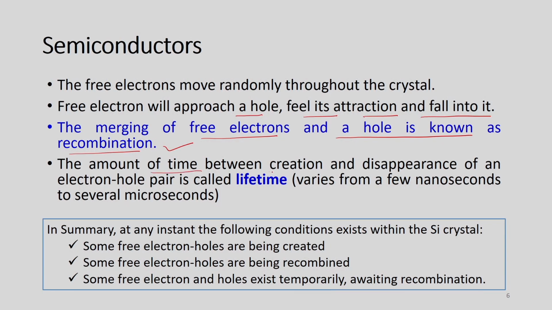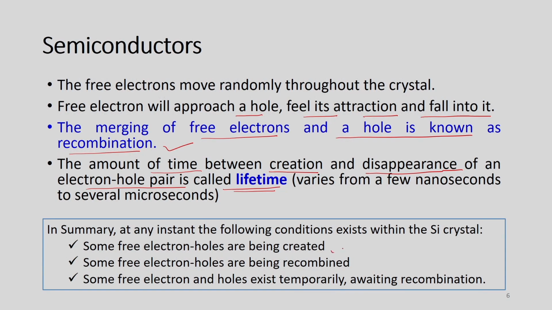The amount of time between the creation and disappearance of an electron-hole pair is called lifetime, and this lifetime varies from a few nanoseconds to several microseconds. So, in summary, what happens when we supply potential to this crystal? Some free electron-hole pairs are being created, some are being recombined, and some exist temporarily and are waiting for recombination. This phenomenon happens when we provide potential to this crystal.